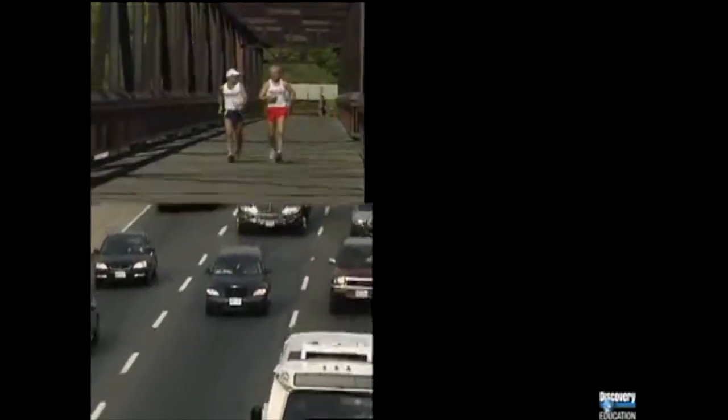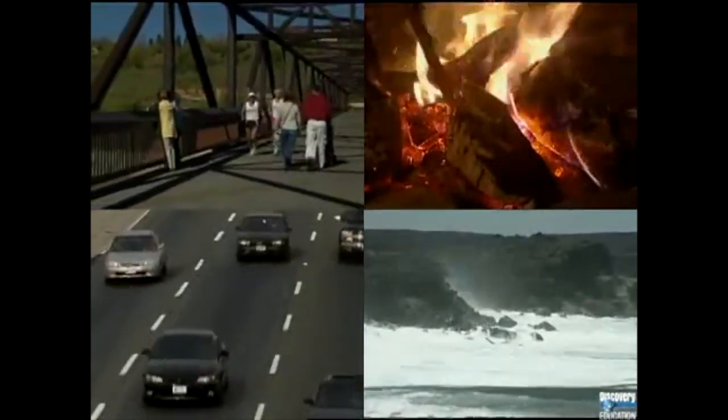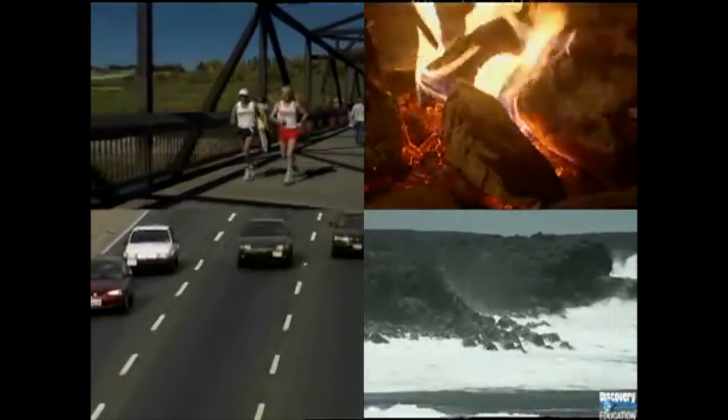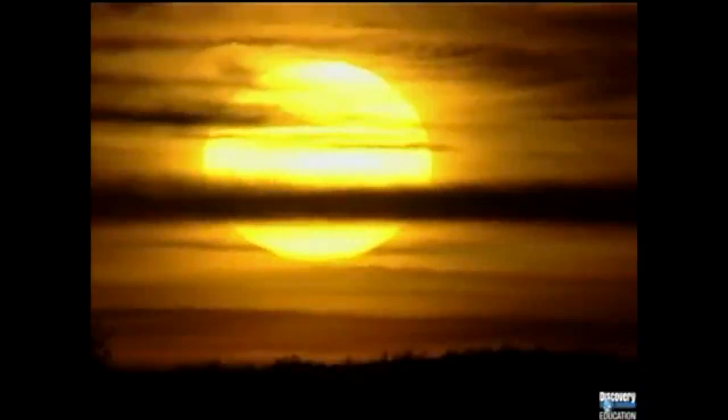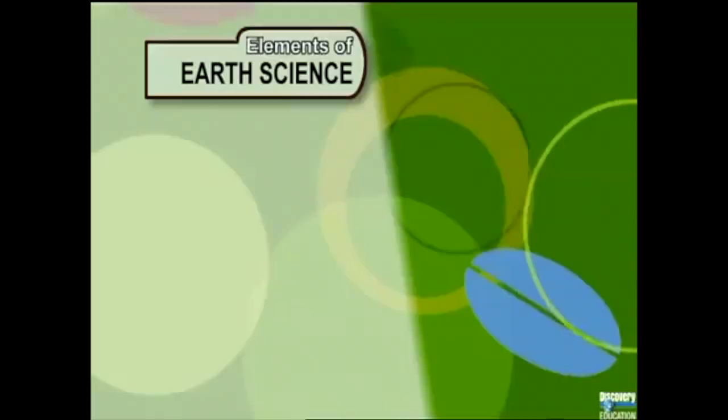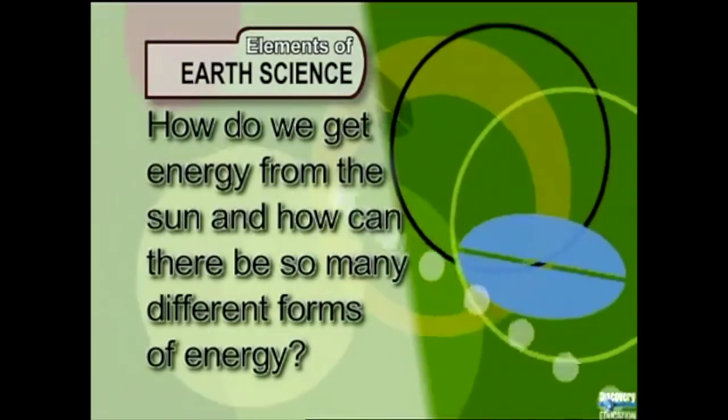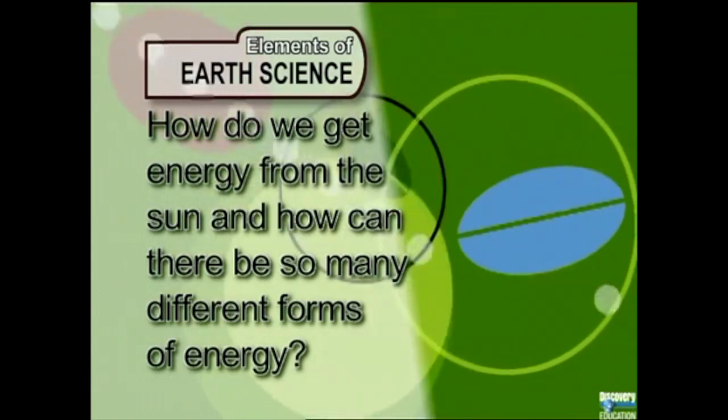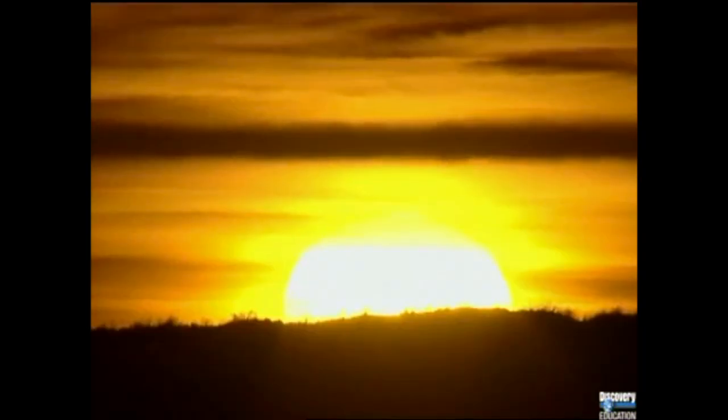A person running, cars traveling down a road, a burning log, waves breaking on a beach. What do all of these things have in common? They are all examples of energy, and that energy, when it's traced back to its source, comes from the sun. As you watch this program, think about how do we get energy from the sun, and how can there be so many different forms of energy?